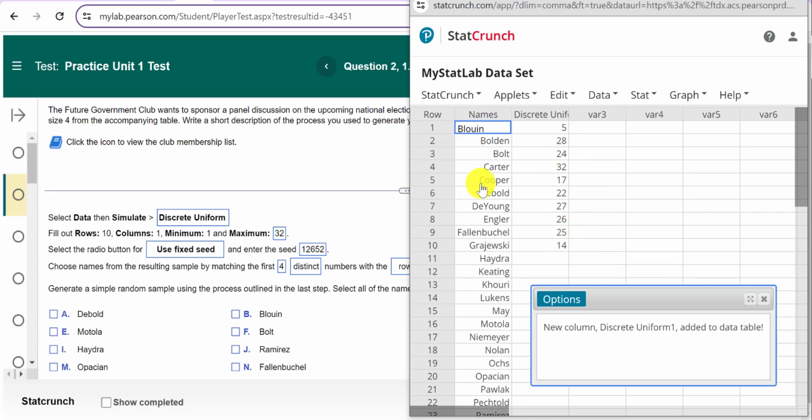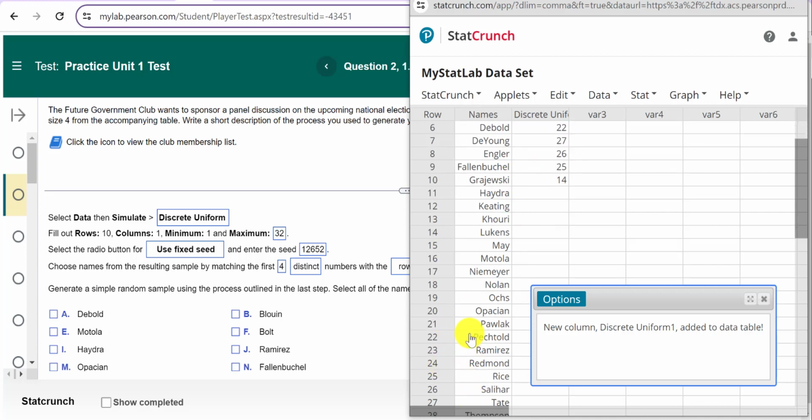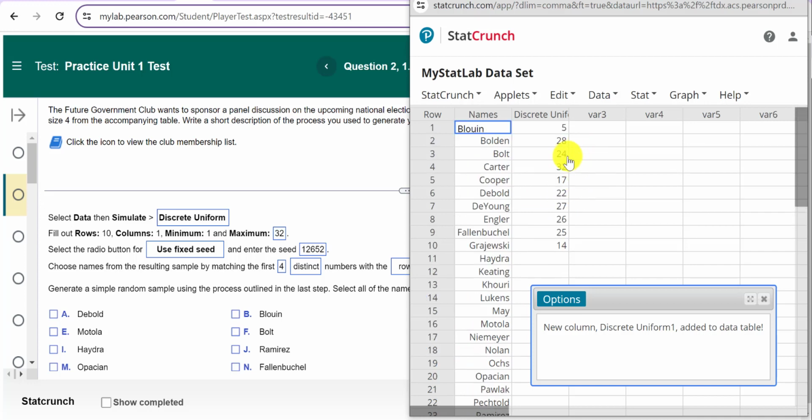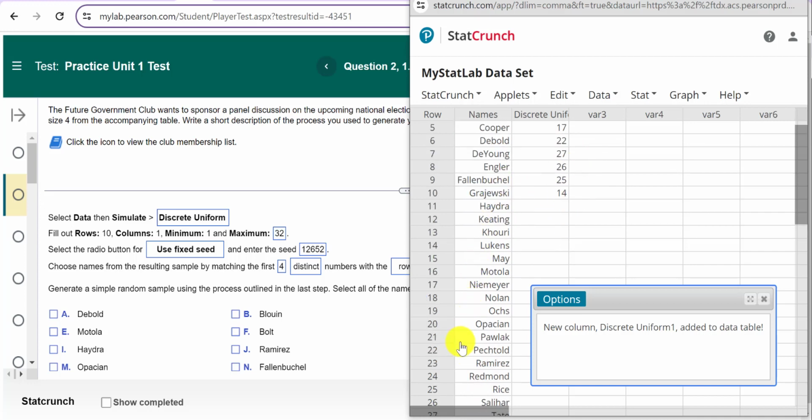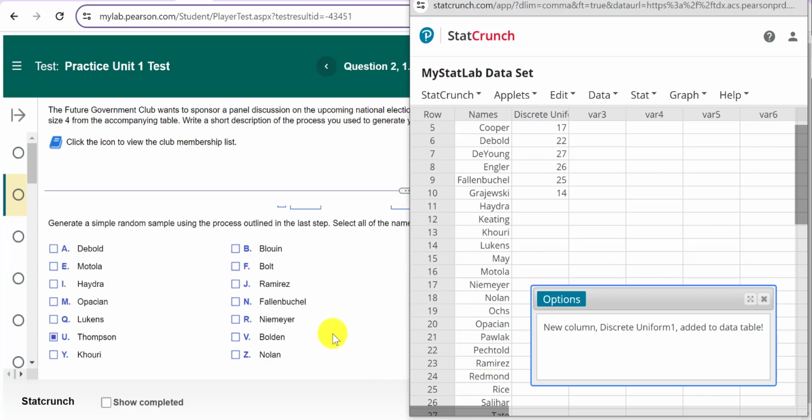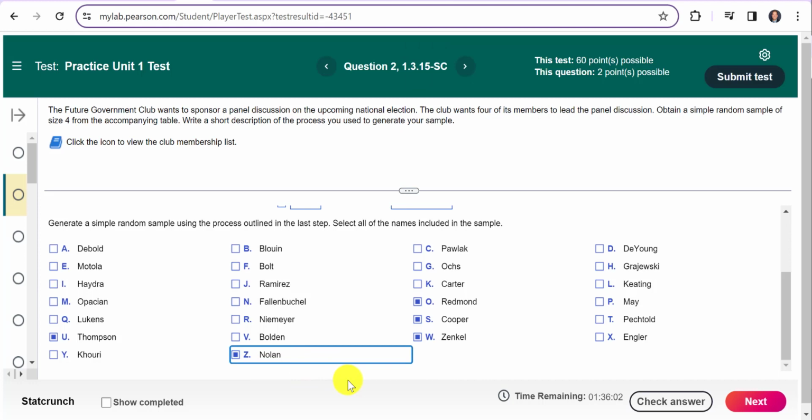So that would be Cooper, and 28 is Thompson, and 24 is Redmond. Let's see what's on here. I think I mischecked. I don't want to check that. There we go. Redmond, Cooper, Zinkel, and Thompson.